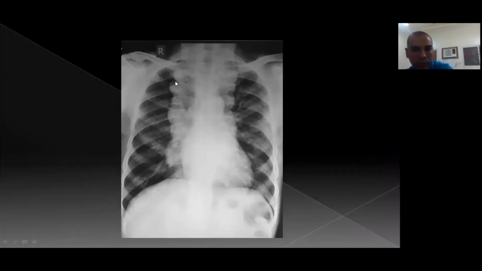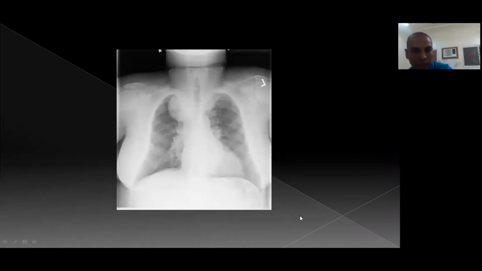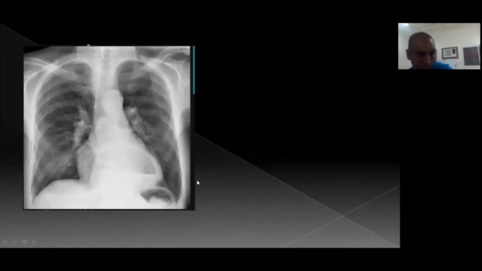Here also posterior mediastinal masses, and this one, by the way, is sickle cell anemia, and this one is extramedullary hematopoiesis. Look at the ribs, look at the bone, it's abnormal bone. This is another example of sickle cell anemia and extramedullary hematopoiesis. These are important signs or important locations for the mediastinal masses.